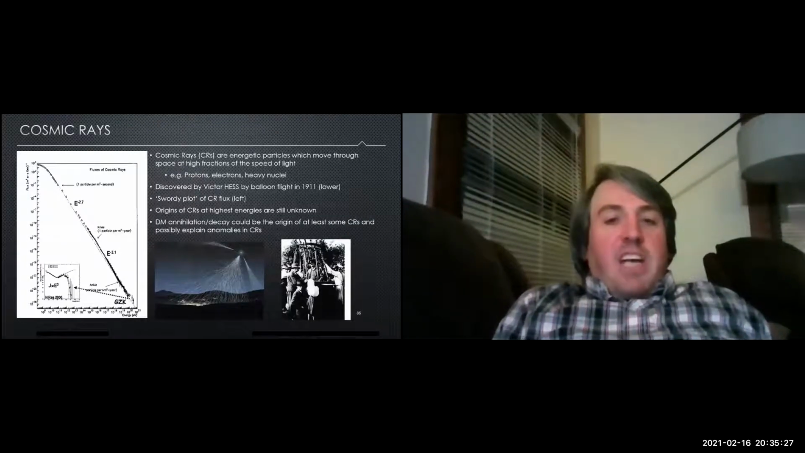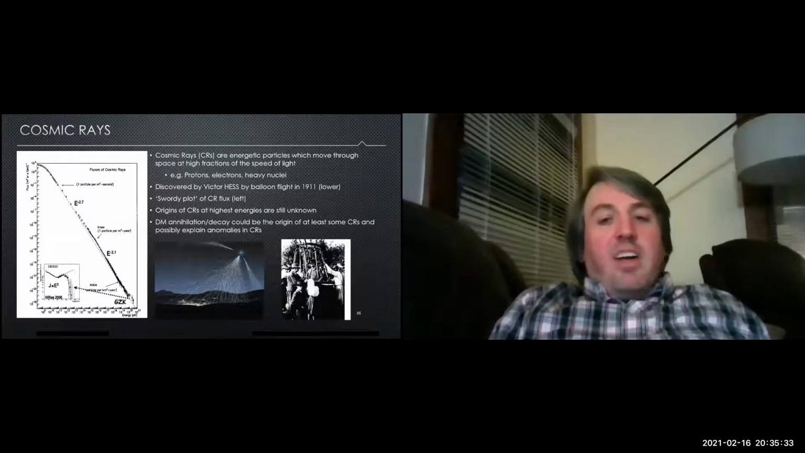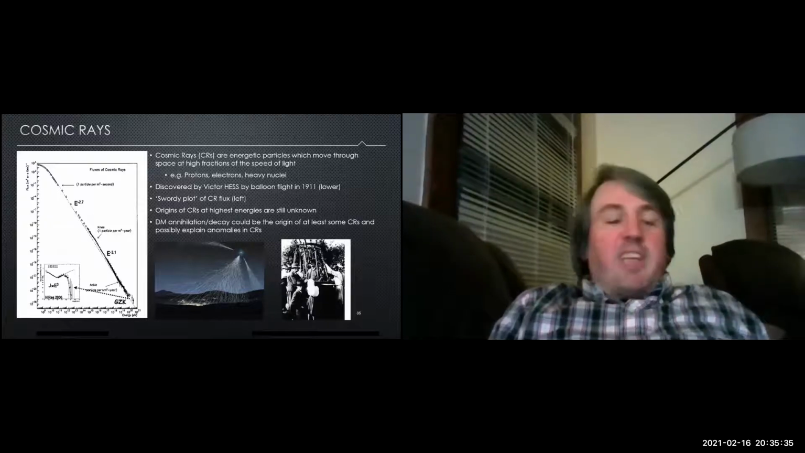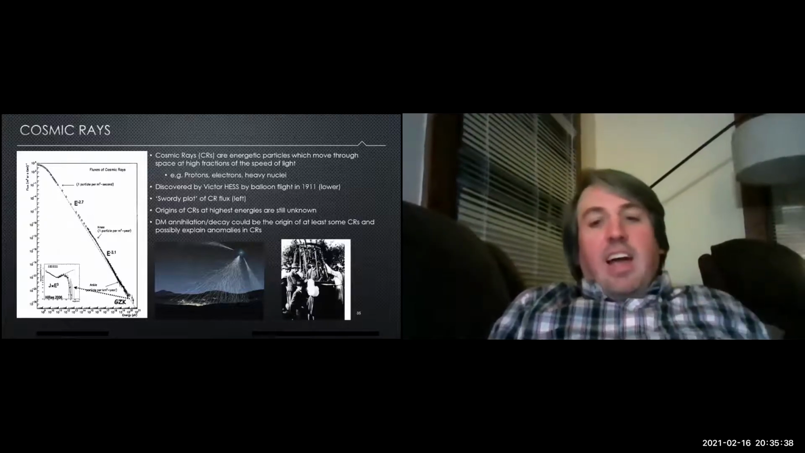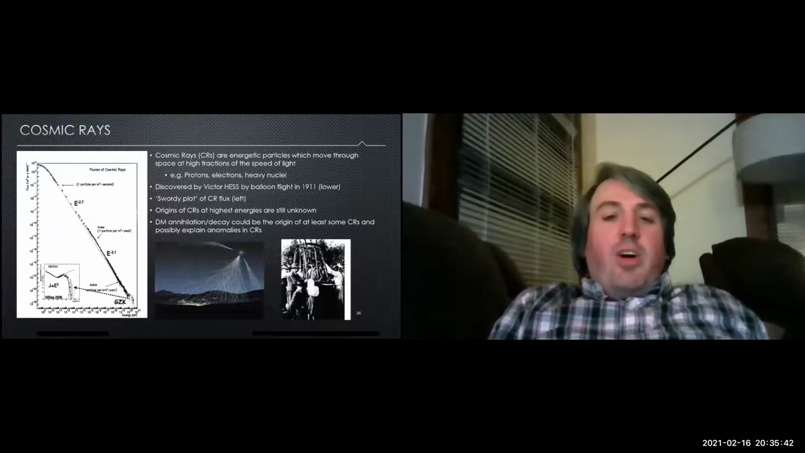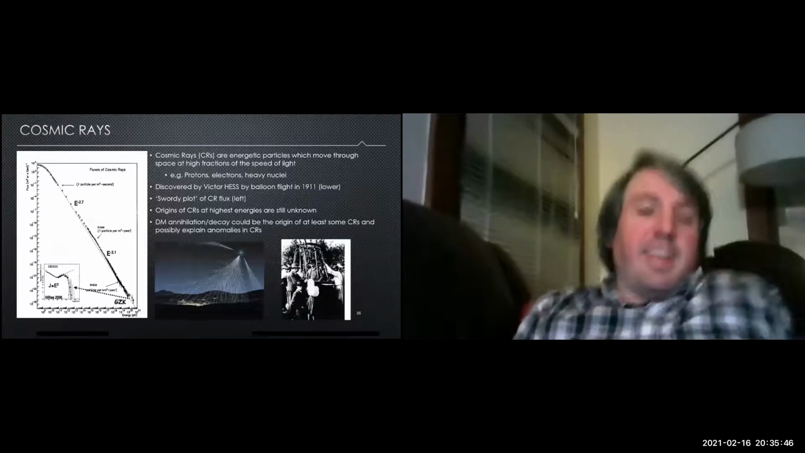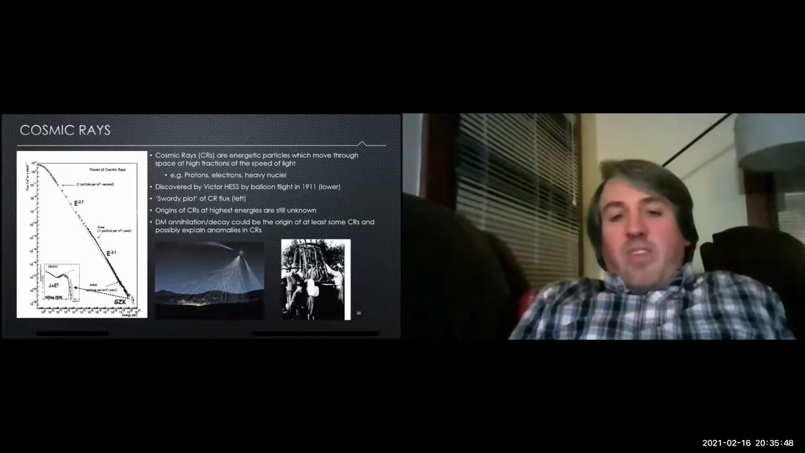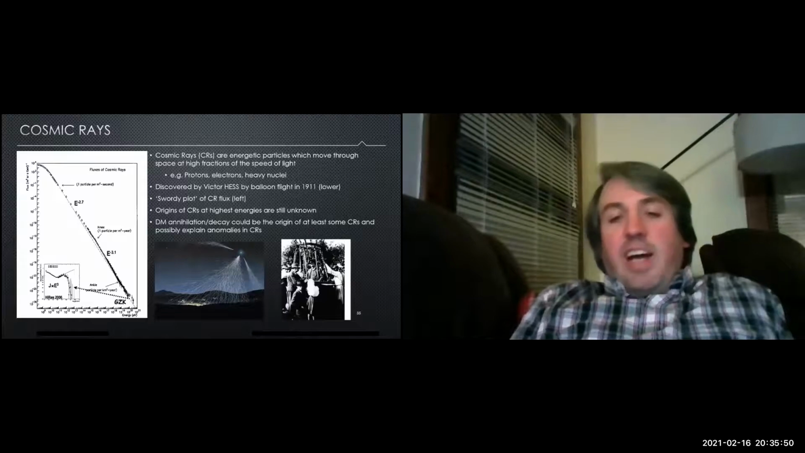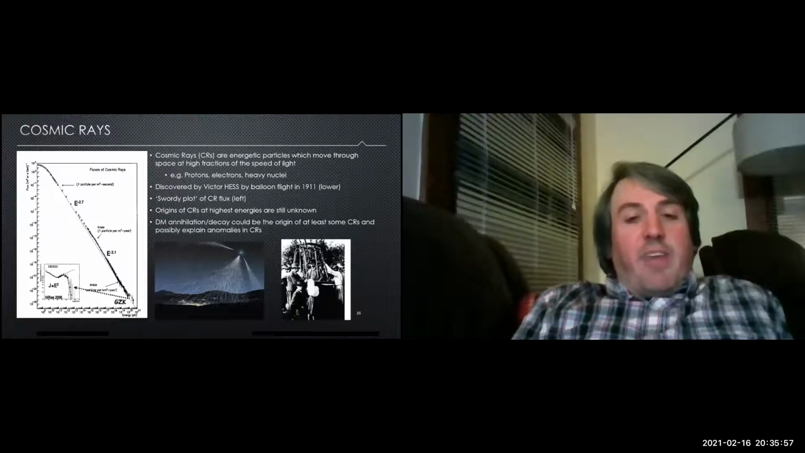Just want to briefly talk about cosmic rays, because that's another area of interest of mine and another way you can look for dark matter. I've talked about cosmic rays throughout this talk quite a bit. What are they? These are energetic particles that move through space at high fractions of the speed of light, so very fast, very energetic. For example, protons, electrons, heavy nuclei, helium, carbon, pretty much going up the periodic table.